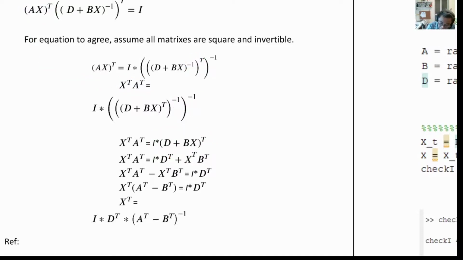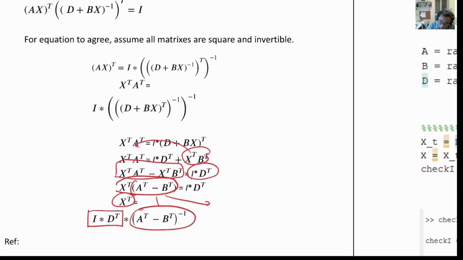We want to collect the X terms together. We bring it to the other side. Now we have X transpose A transpose minus X transpose B transpose equals identity times D transpose. Finally, we collect X transpose outside. We have X transpose times (A transpose minus B transpose). We move this term to the right hand side, and we'll have X transpose equals identity times D transpose multiplied by this term's inverse.